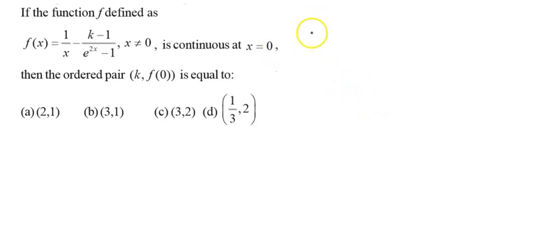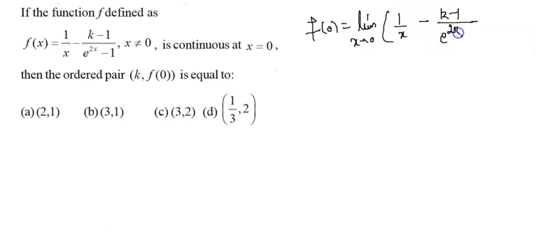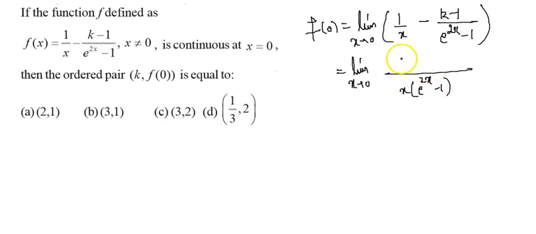So we can say if this function is continuous, then f of 0 will be equal to limit x approaches 0 of f(x), and f(x) is 1 by x minus (k minus 1) over (e to the power 2x minus 1). Now if you take LCM of this, it will be limit x approaches 0 of numerator (e to the power 2x minus 1) minus (k minus 1) into x, over x into (e to the power 2x minus 1).